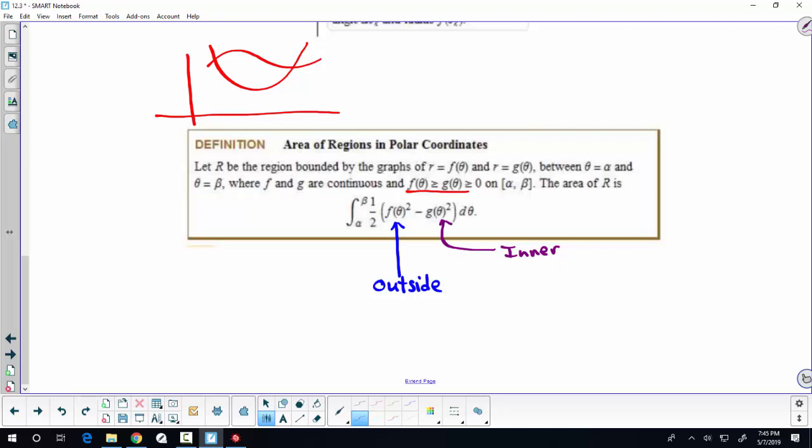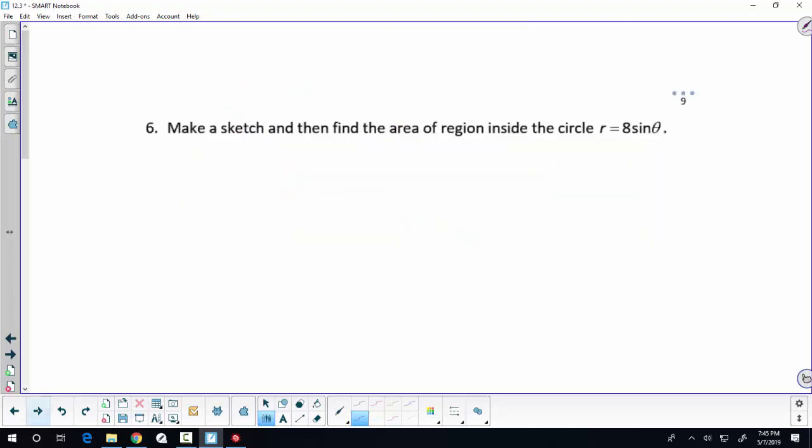With respect to beta, yeah. So alpha and beta are theta values.